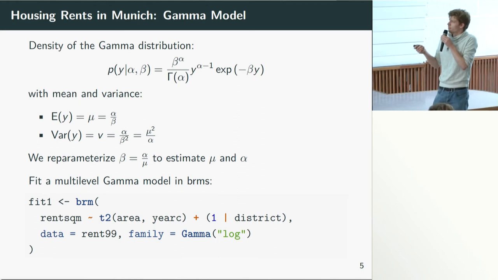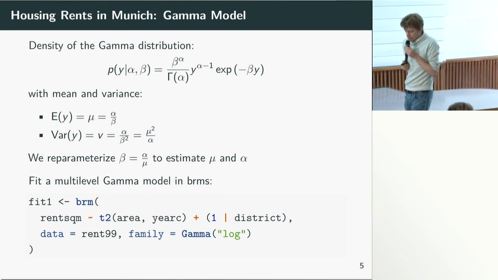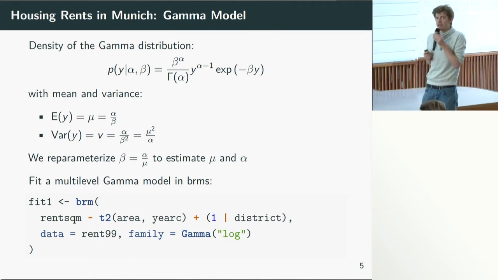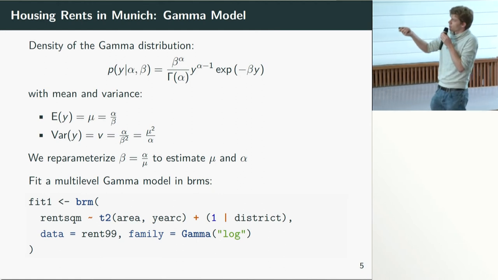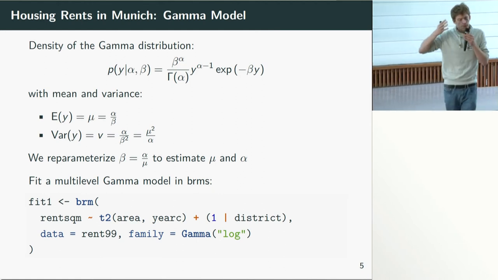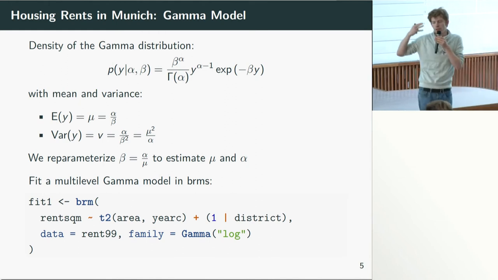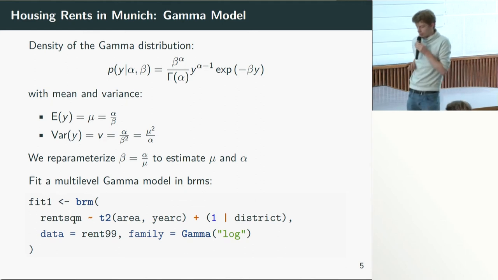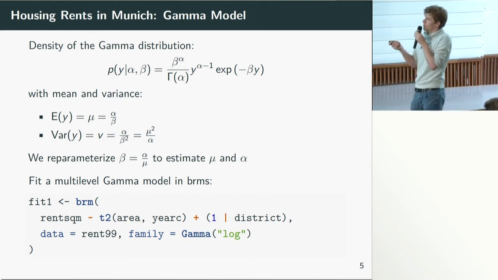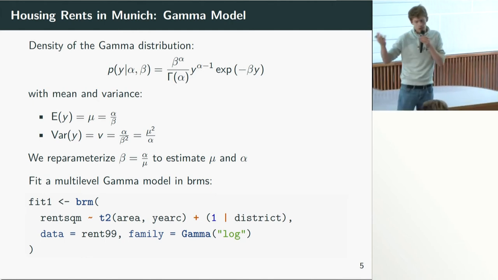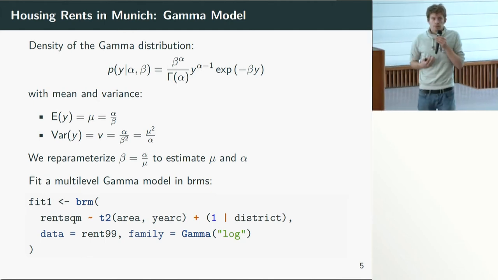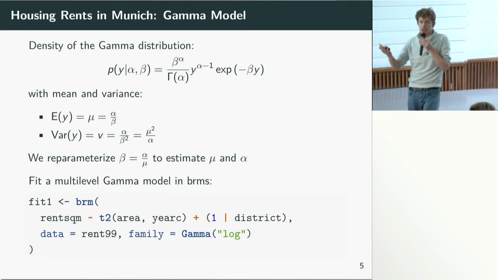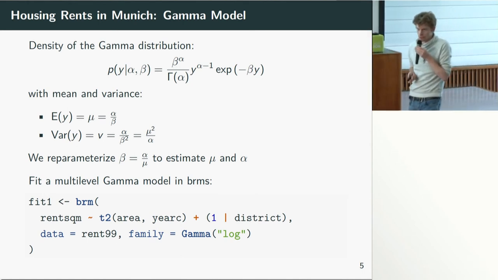So, a two-dimensional tensor spline, and then we have a varying intercept of district. That's the usual syntax in R to specify varying effects, and here the one stands for intercept. So we are fitting a separate intercept for district to at least control for some differences of districts. The data set is rent99 because it was from the year 1999 in Munich. And the family is gamma with log link. Log basically tells us the link function of the mean parameter mu. Because the linear predictor in any kind of regression model is usually between minus infinity and infinity, we exponentiate it to make it positive. Otherwise, the gamma distribution will fail.